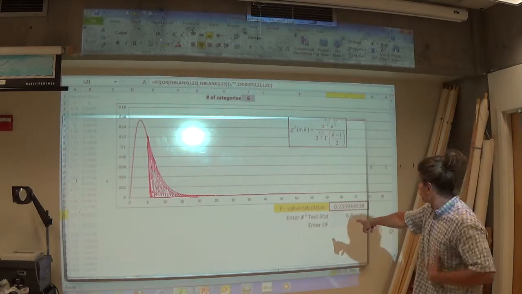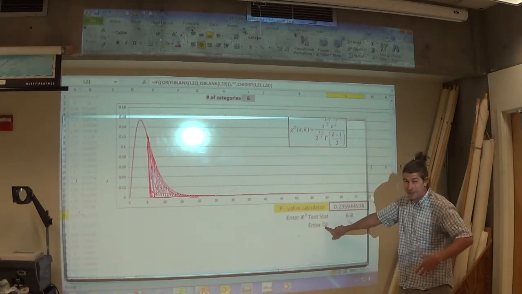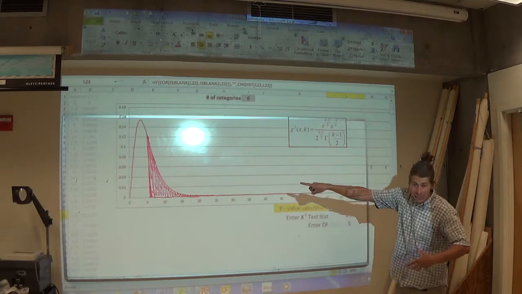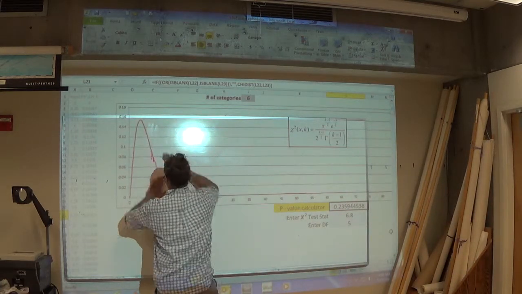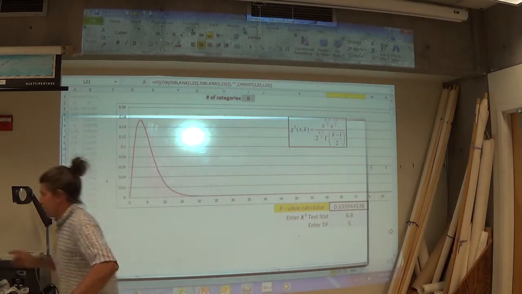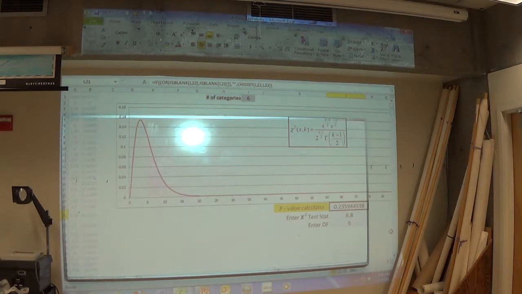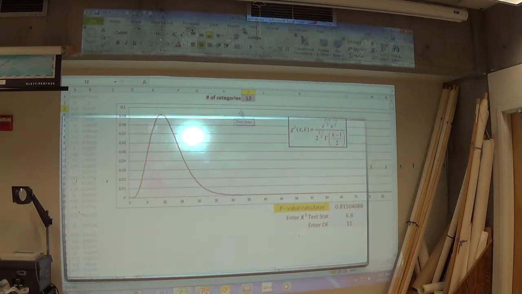You may have noticed there was a thing down here for degrees of freedom. The curve changes. I'm going to erase this real quick and show you before I get you into the calculator. If you have different numbers of categories, for example, say 12 categories, the curve actually does change quite a bit.